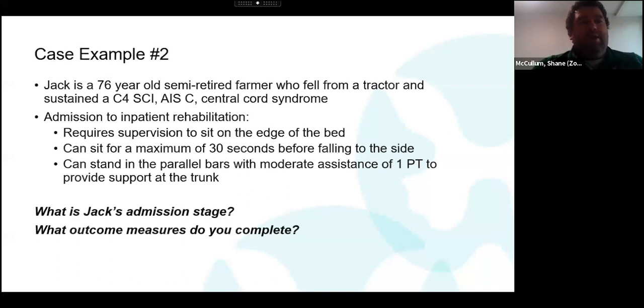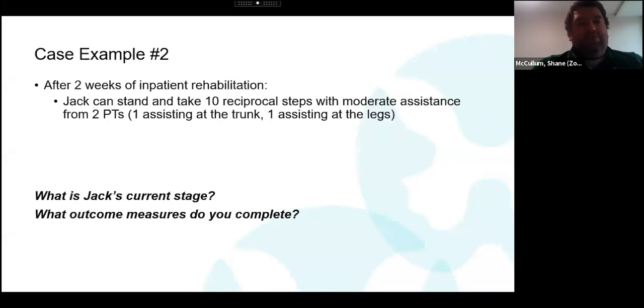So we'll move on to 2 weeks later, and Jack is able to stand and take 10 reciprocal steps with moderate assistance from 2 PTs. So one assisting at the trunk and one assisting at the legs. I'll give you guys a few seconds.